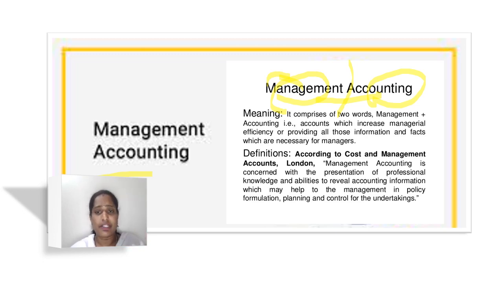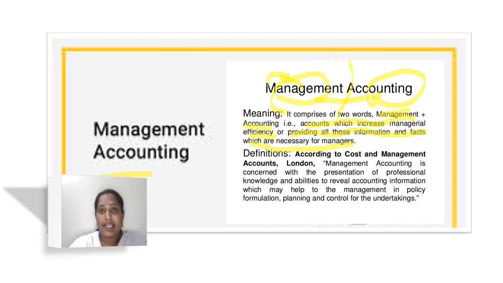I think when I said management, that would have been the first thing to come to your mind, right? So here it is a combination. It comprises two words, management and accounting. That is accounts which increase managerial efficiency, providing all the information and facts which are necessary for the managers. Why management accounting is so important is that the managers or the management accountant will be playing a vital role in an organization. Based on the financial statements, they go for planning for the future.